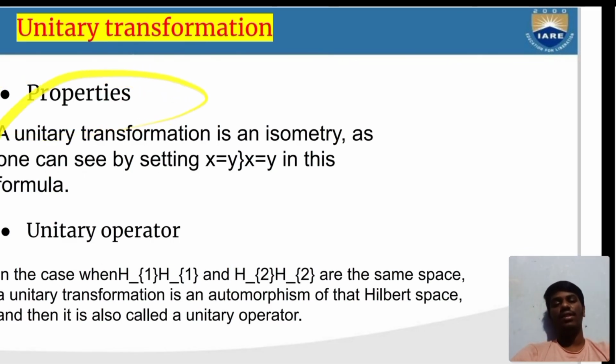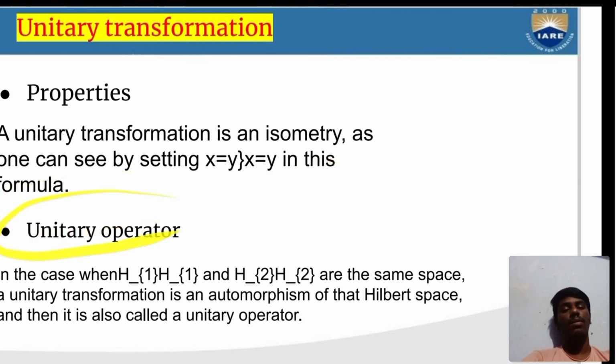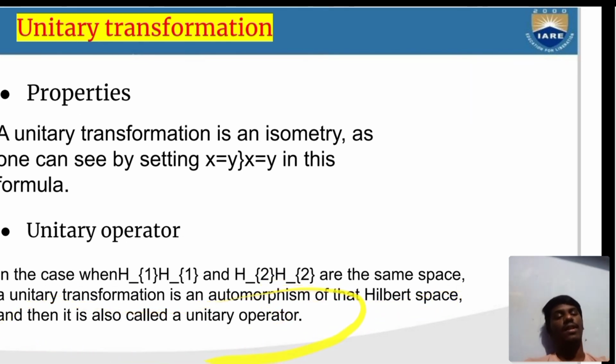Properties of the unitary transformation. A unitary transformation is an isometry, as one can see by setting x equal to y in this formula. In the case when H1 and H2 are the same space, a unitary transformation is an automorphism of that Hilbert space, and that is also called a unitary operator.